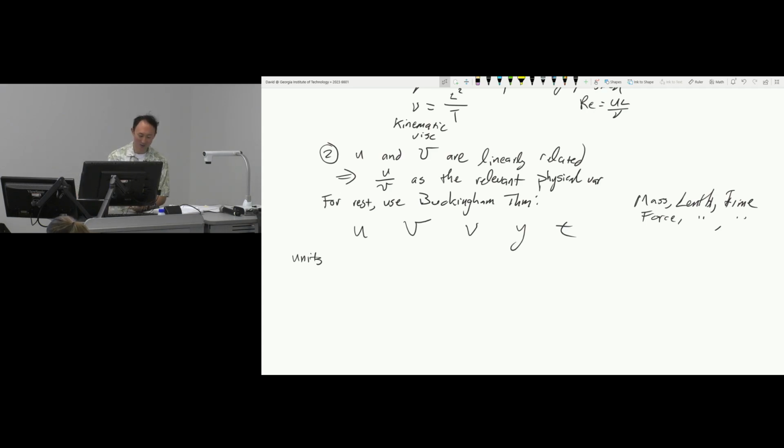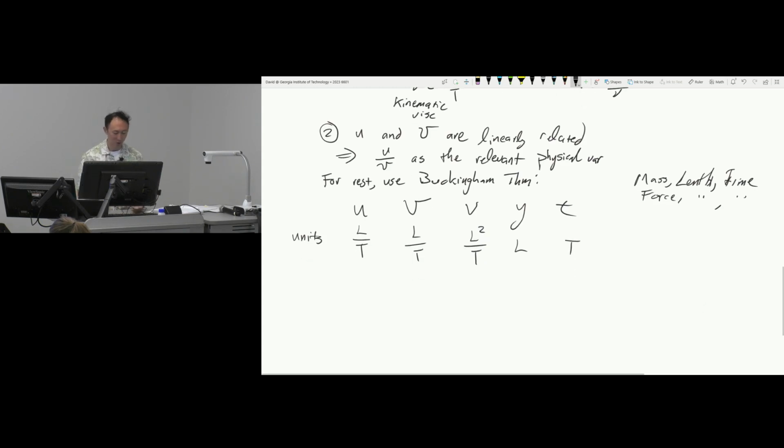So velocity, what's the units? Yeah, length per time, good. And I gave you this one, which was length per time again. Nu is length squared over time. What's the units of y? Length. And t is time, good.